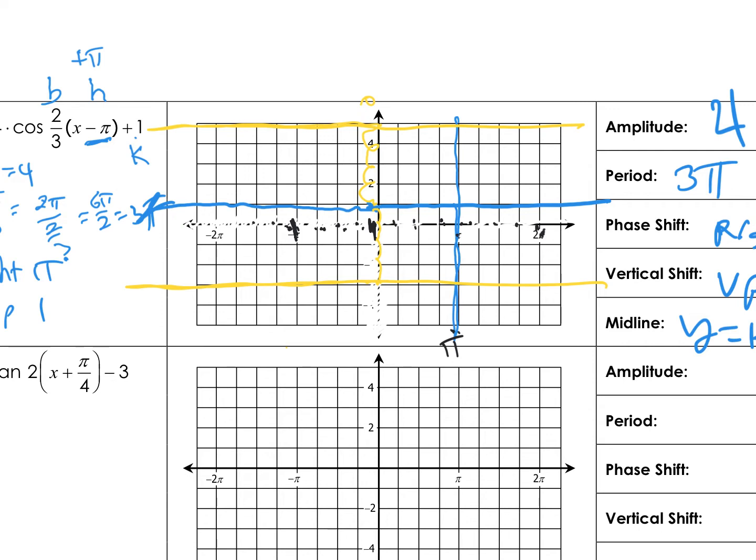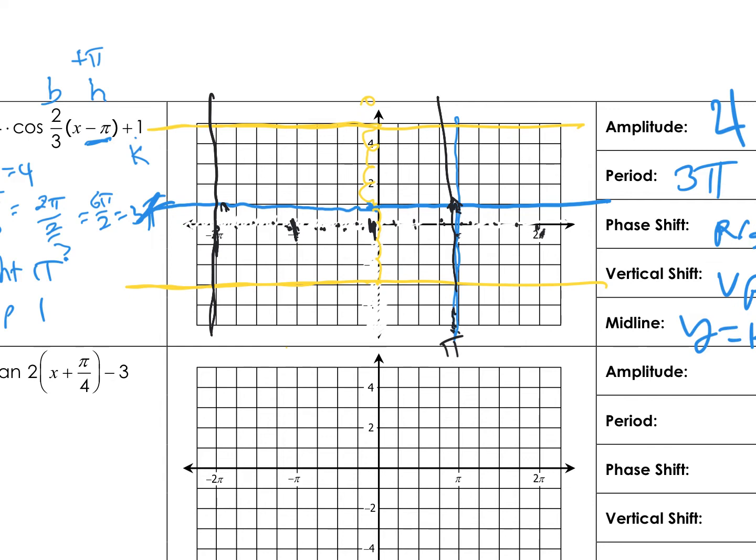1, 2, 3, 4. There's another pi. So here is where I'm going to start it, and then here is where I'm going to end it since I don't have room to go the other way. So I'm going to start one cycle left of my starting place of pi, which is fine. You can go left one cycle. You can go to the right one cycle.